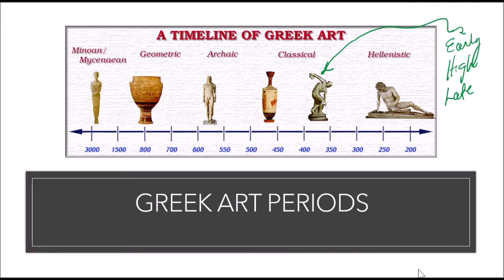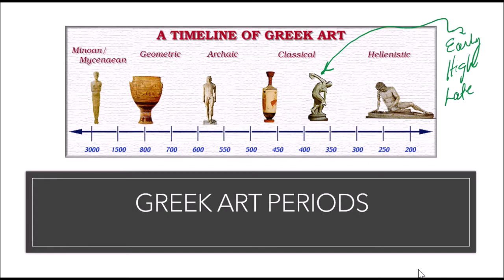So like art in Egypt, Greek art has its periods that you do need to know. And it begins with the geometric period. We're not going to concern ourselves with the Minoan or the Mycenaean. The Greek art period really starts with the geometric. And as we move up the timeline, we have the archaic period, which will be a different discussion. And then we have the classical.